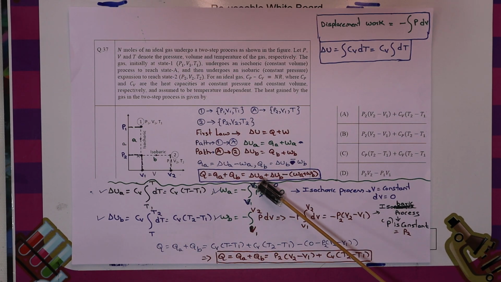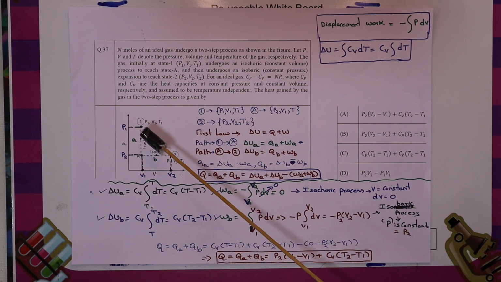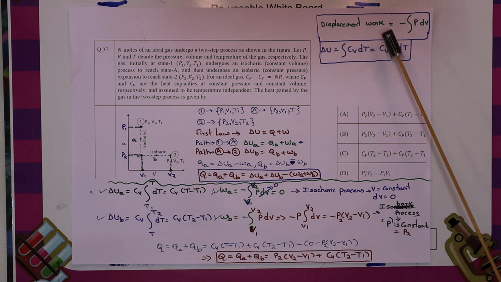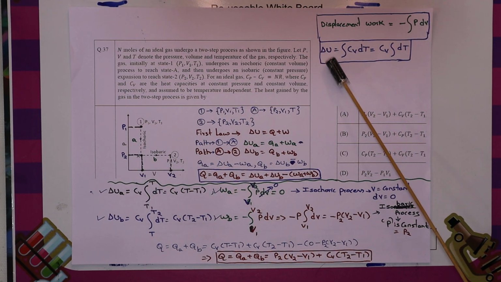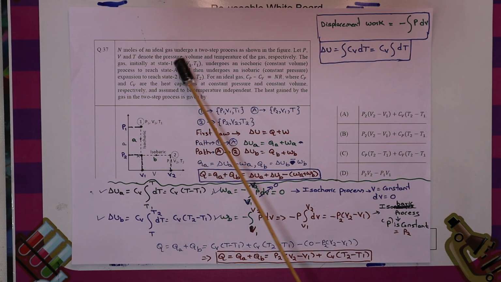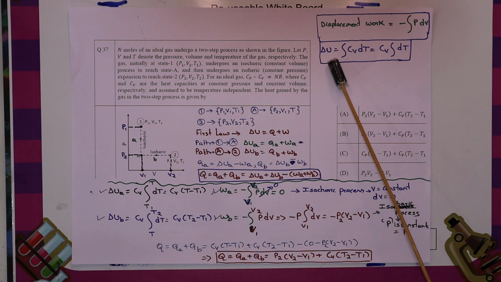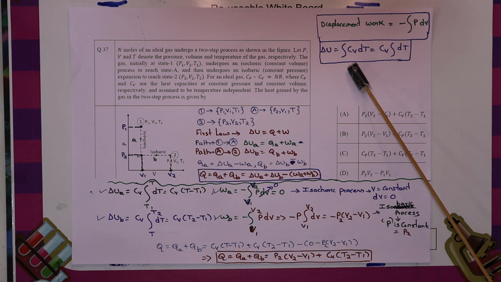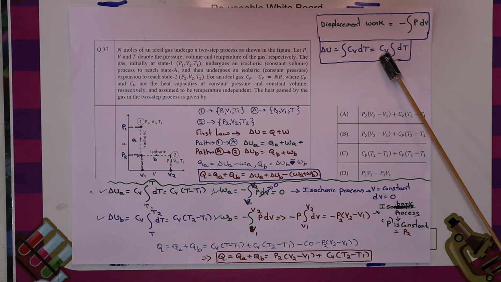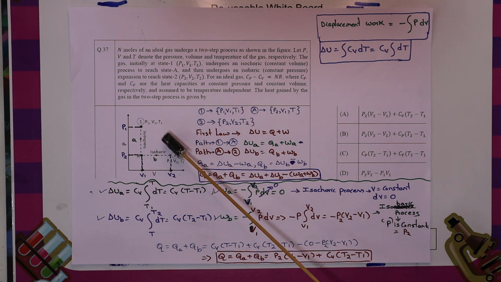Now, what kind of work is involved? This is called displacement work. Work can be of many types, but the work involved in this particular process is displacement work. Displacement work can be evaluated using the equation minus integral PdV. And for the change in internal energy of an ideal gas, in bringing the system from state 1 to state A or state A to state 2, the equation integral Cv dT holds.